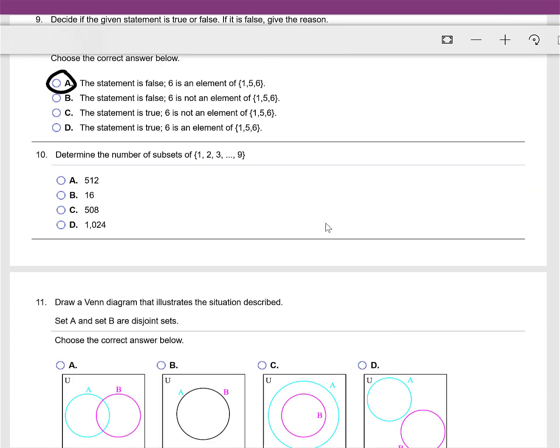Determine the number of subsets of the set that contains the elements 1, 2, 3, up to 9. So we know the formula for the number of subsets is 2 to the n, where n is the number of elements in the set, so this is 2 to the 9th. And 2 to the 9th, if I do that real quickly on a calculator, let's pull up the calculator on the computer.